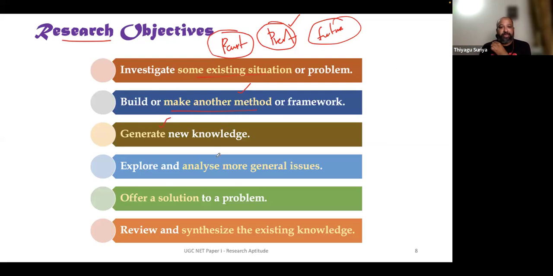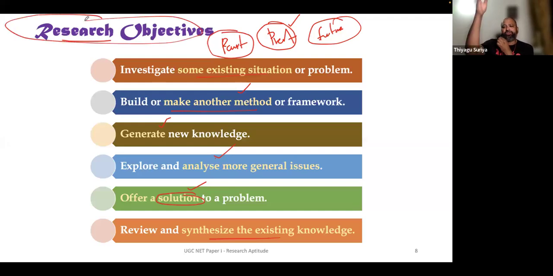Generate a new knowledge, explore, and you are already having the knowledge. If you want to analyze the specific issues or specific problem, you can do the research. Offer a solution to the problem, particularly to find out the solution of the problem, we are using this kind of action research and all. And the other one, review the systematic and existing knowledge. These are the main objectives of the research.